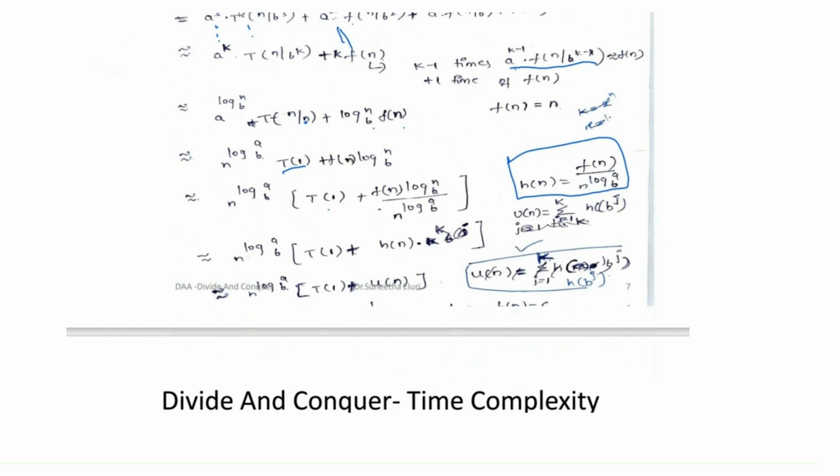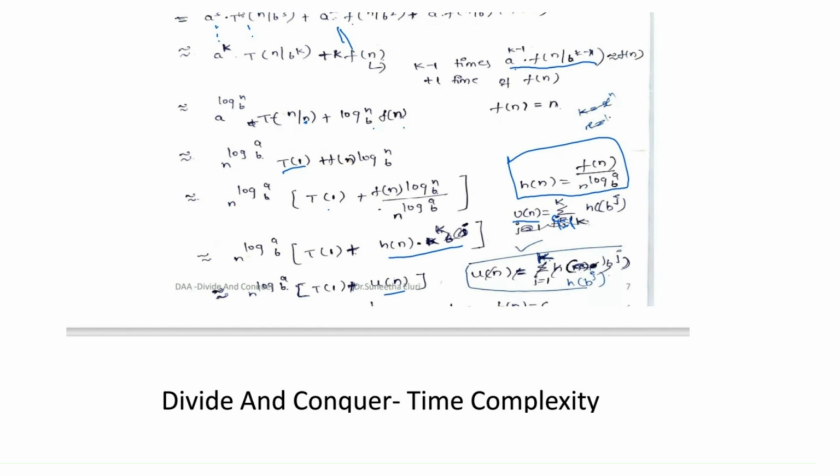So from this h of n, h of n into log n to the base b is nothing but k. So k times, if I am taking the h of n value, then I will be getting the u of n value. So u of n is equal to sigma i equal to 1 to k of h of b power j. This entire term I am writing as u of n.